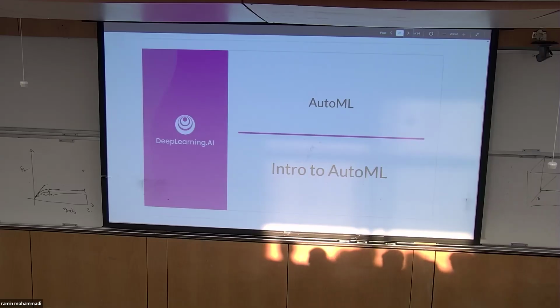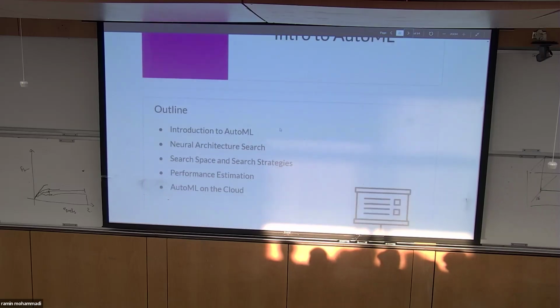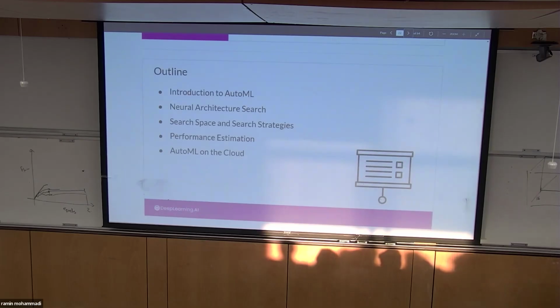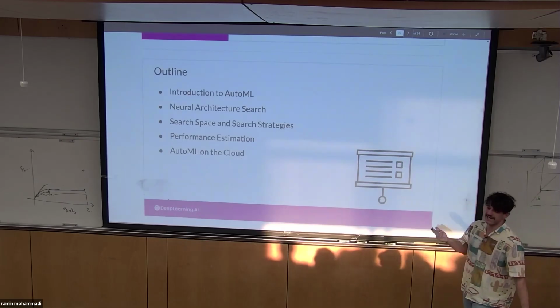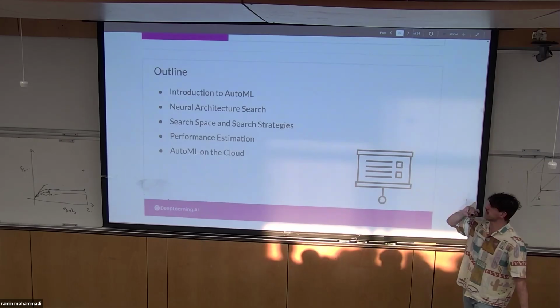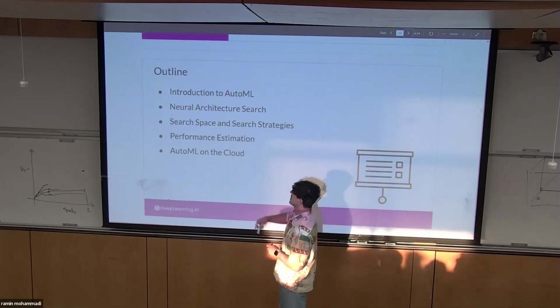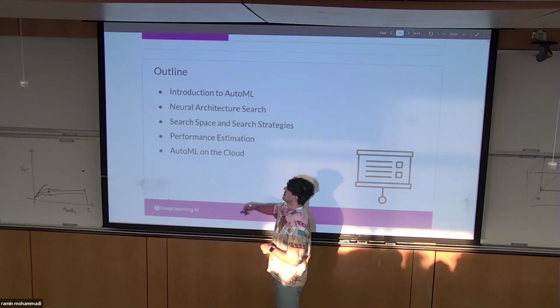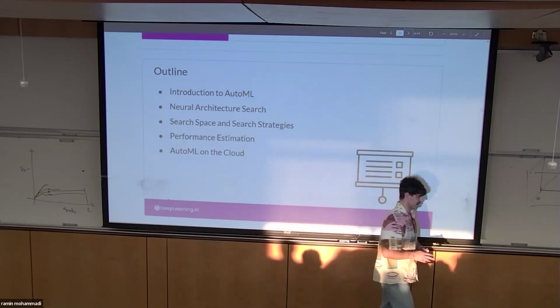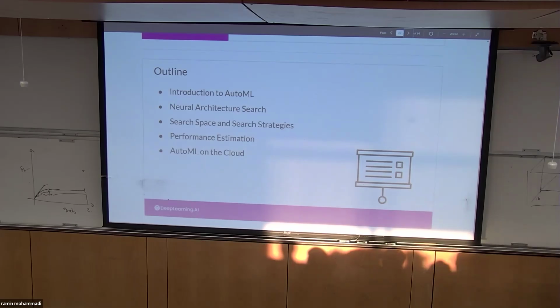Now, that was hyperparameter tuning. We're going to now go on to AutoML. We talked about NAS, but we're going to go deep into the NAS concept. We're going to talk about search space, search strategies, performance estimation, and we are not going to go into AutoML on the cloud, that one.